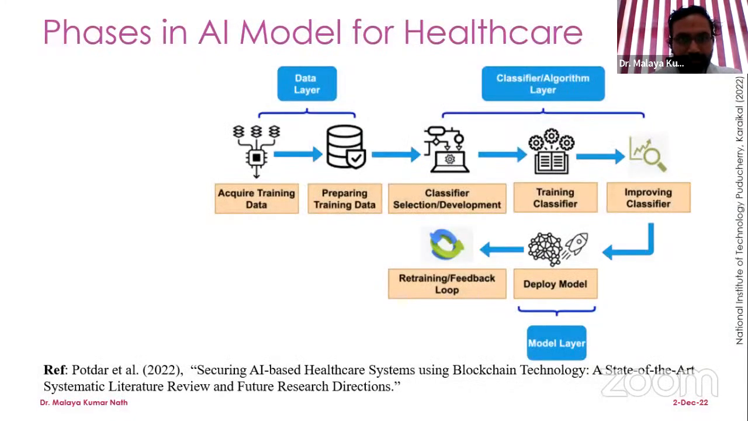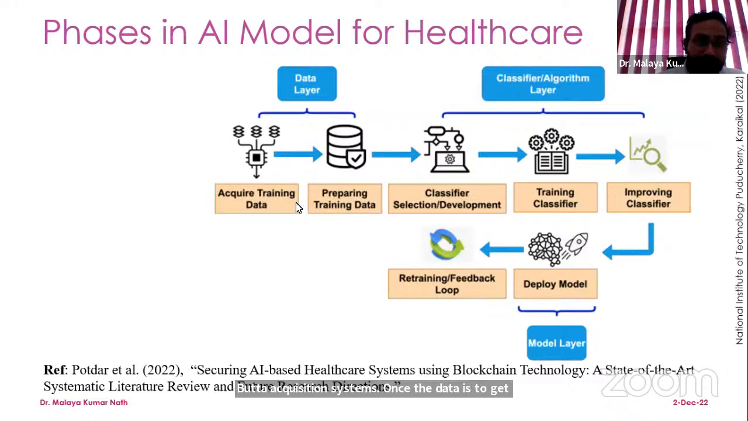Okay. So in the pipeline of the AI model, we have used a data layer, that is a classification algorithm, as well as a model layer. We are talking about medical data acquired by data acquisition systems. Once the data is acquired, it is separated into high quality and low quality data. We are preparing a model, and after the data is acquired, we feed this data into a classification network. This classification network consists of a classifier or a training model.